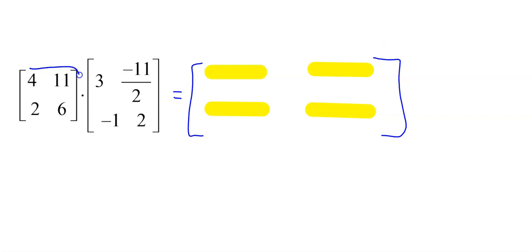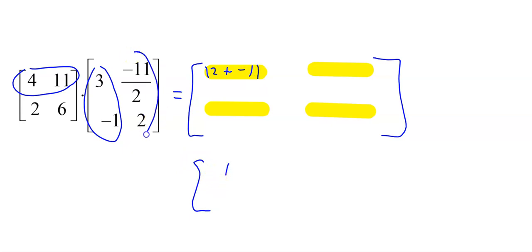Okay, so let's do this. We get 4 times 3 is 12, plus 11 times negative 1 is negative 11. So that first cell in the top left will be 1. Well, that could be the identity matrix. Let's see. 4 times negative 11 over 2 is negative 44 over 2, which is negative 22, I believe, plus 11 times 2 is positive 22, which is 0. So far, it could be the identity matrix.